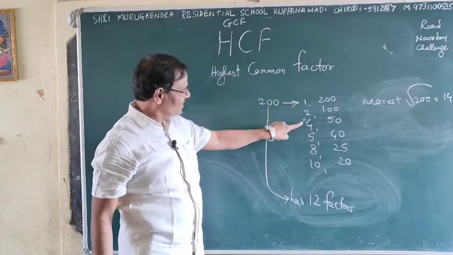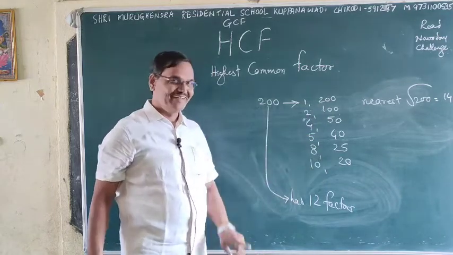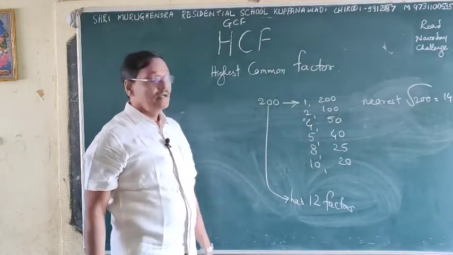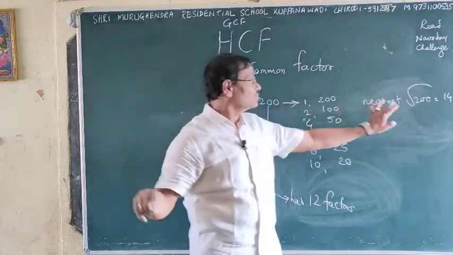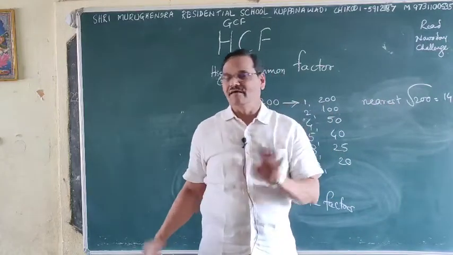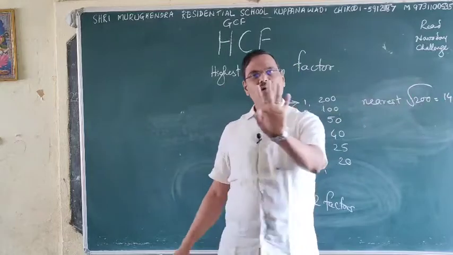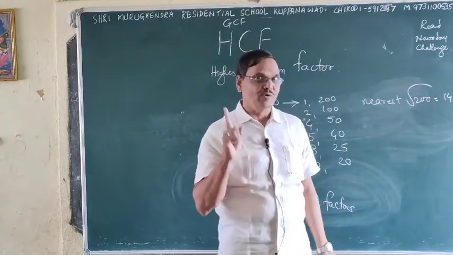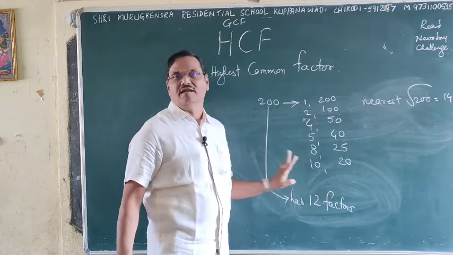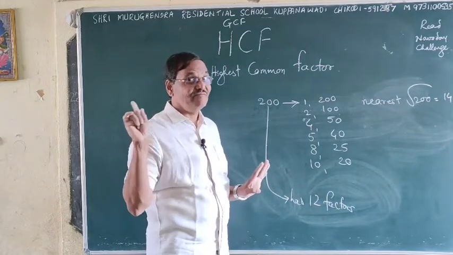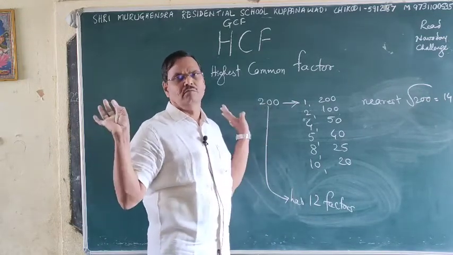Isn't it? 1, 2, 3, 4, 5, 6, 7, 8, 9, 10, 11, 12. Understood? First, find the nearest square root of 200, or whichever number is given. Then you have to check up to that. Up to 14. I checked here 11, 12, 13, 14. I have not gone for 15 because 15, 16, 17, 18, no.